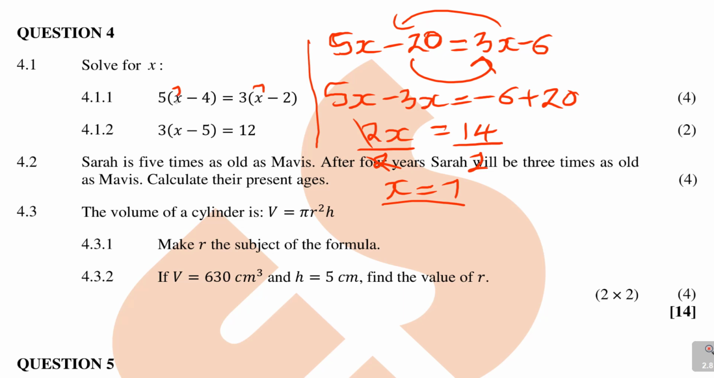See whether it balances. For example, 7 minus 4 is 3. 5 times 3, I get 15 this side. 15 is equal to 3 times 5. Then 7 minus 2 is 5. 5 times 3 is 15. So left hand side is equal to right hand side.